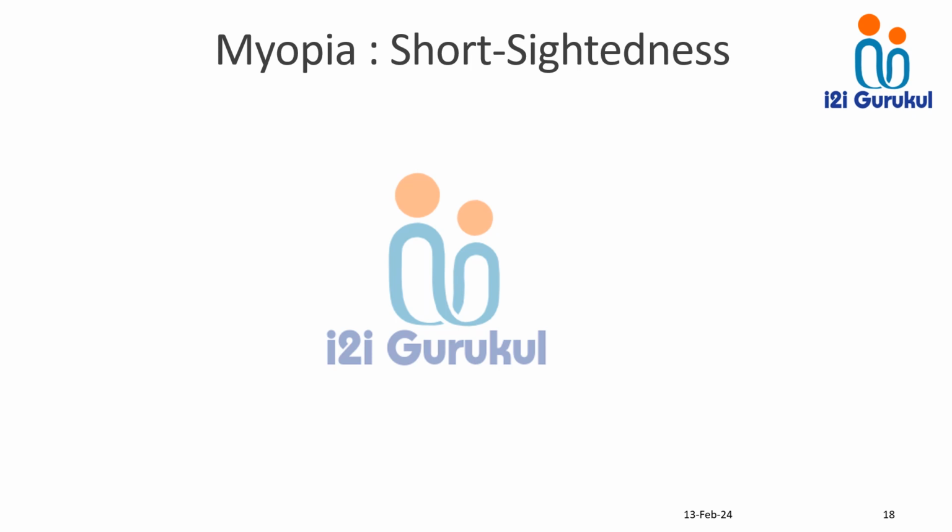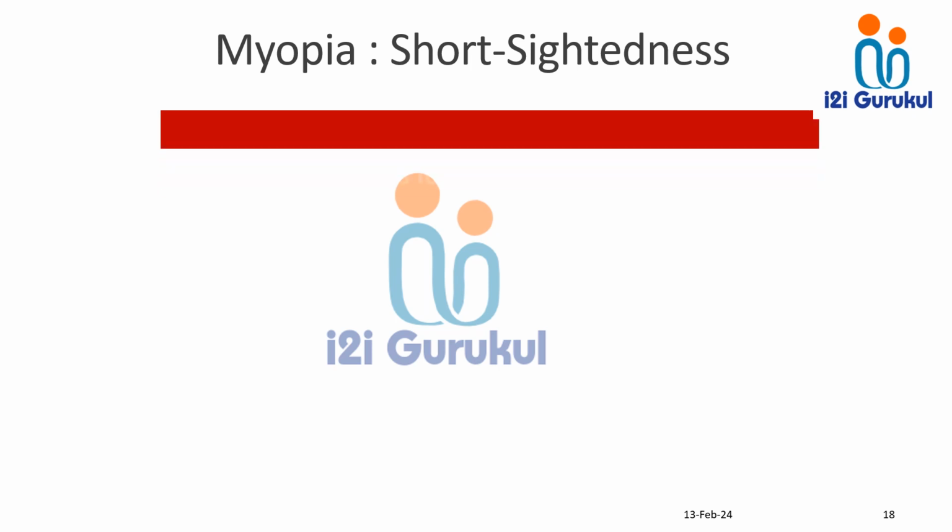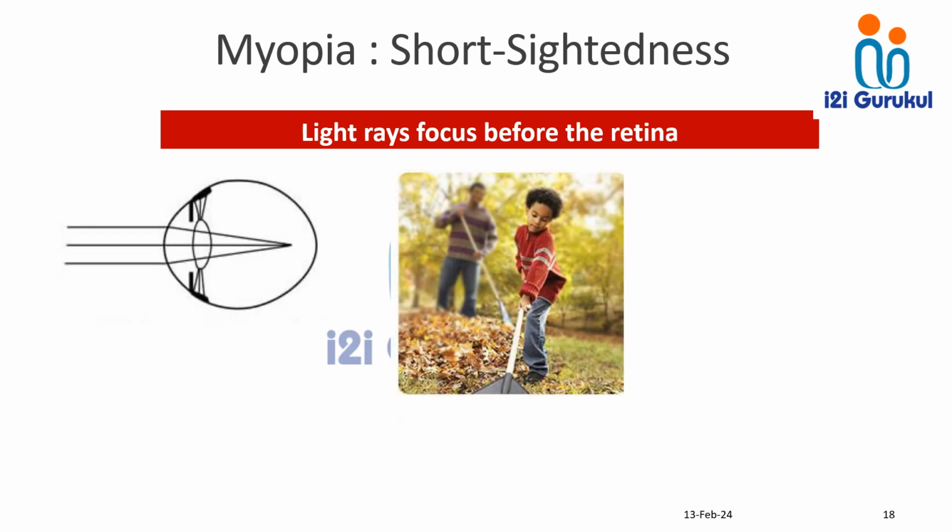This can be corrected using concave lenses. As I mentioned in the earlier slides, myopia is nearsightedness. If you see, the child is clear, but the person behind the child is unclear. In the myopic condition, you can see like this. This is the real image of how people with myopia see their routine life. So if you treat the myopia with concave lenses, he will see more clearly for the distance as well as the near.